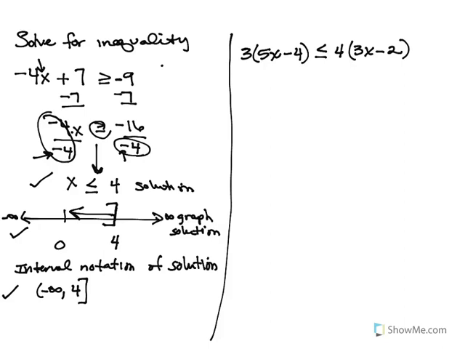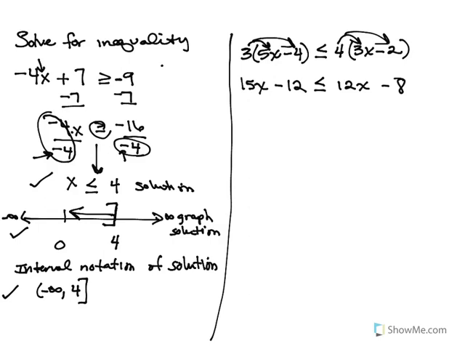Okay, so here we have this other problem. We're solving the inequality, so we're solving for x. First we would have to distribute. So 15x minus 12 less than or equal to 12x minus 8.